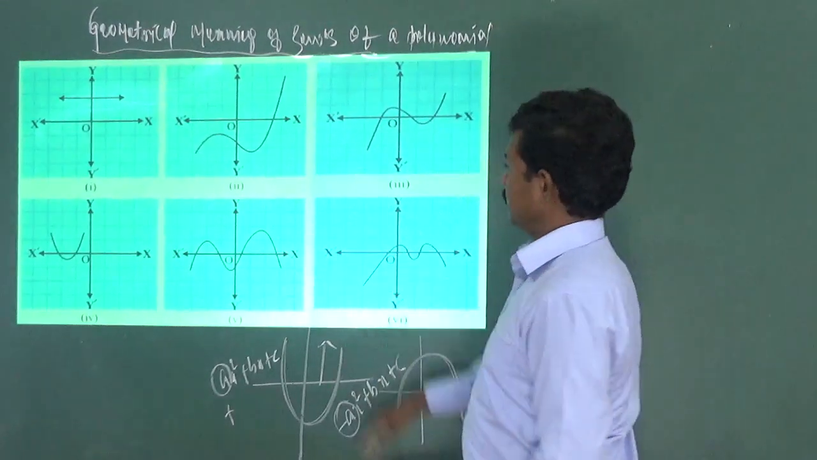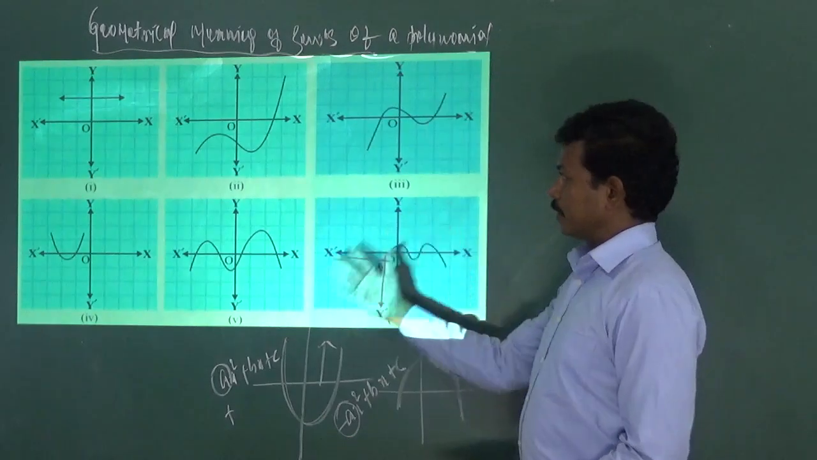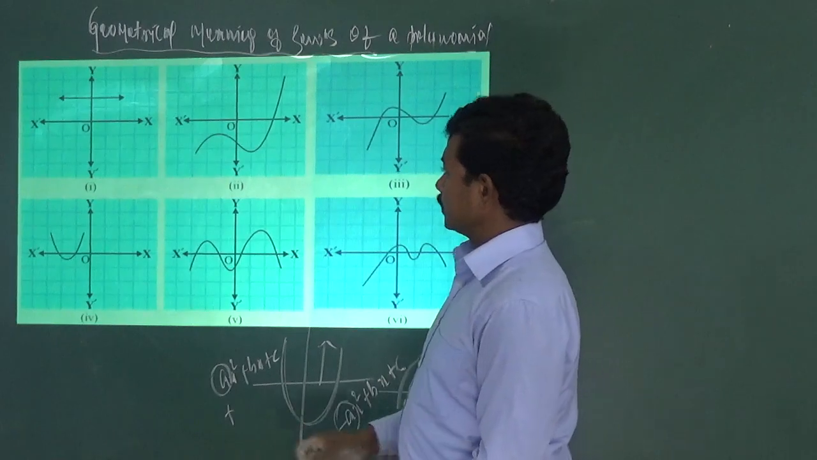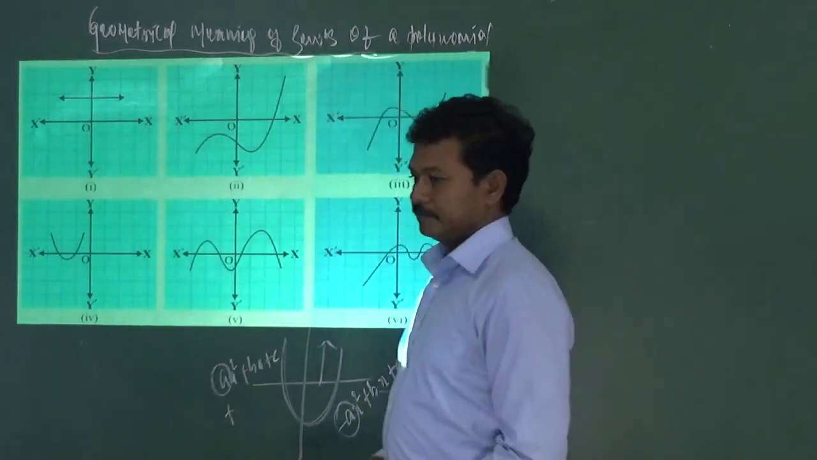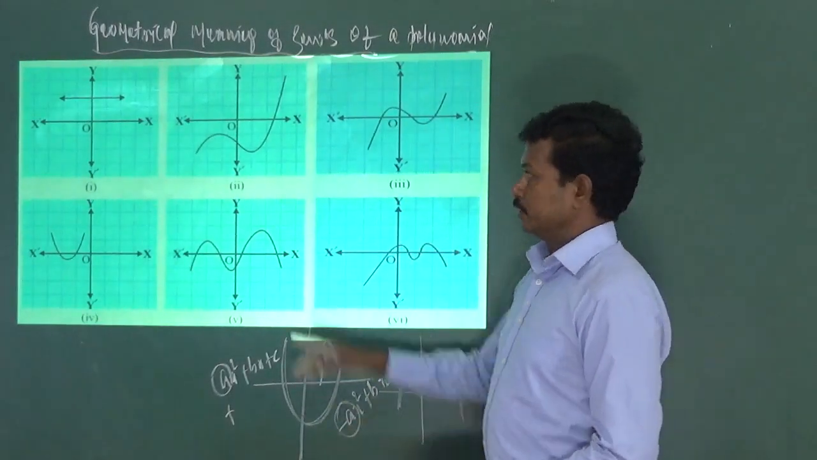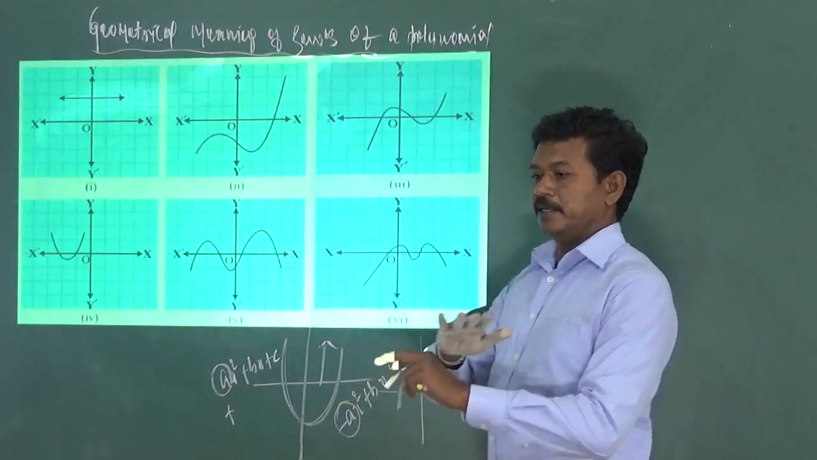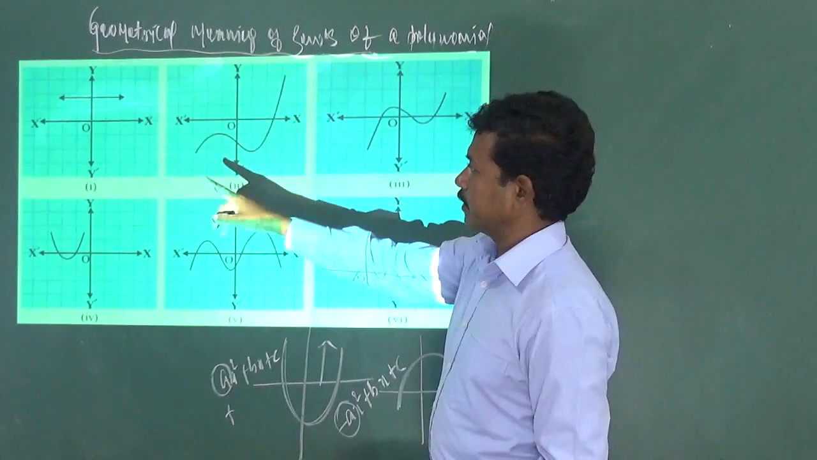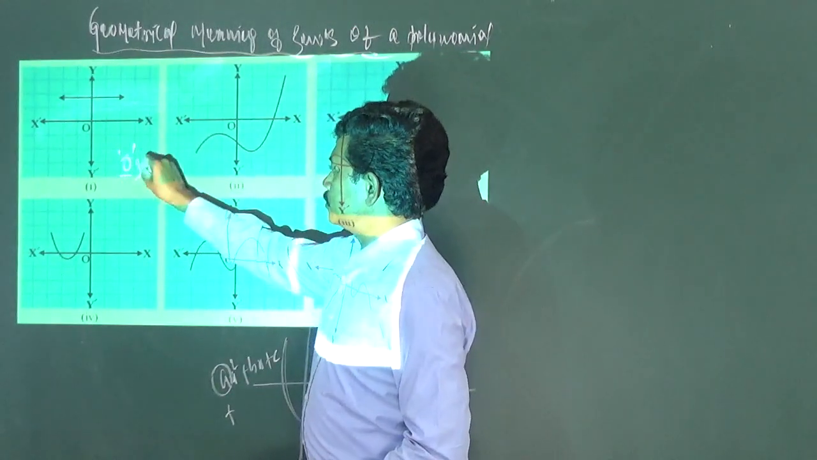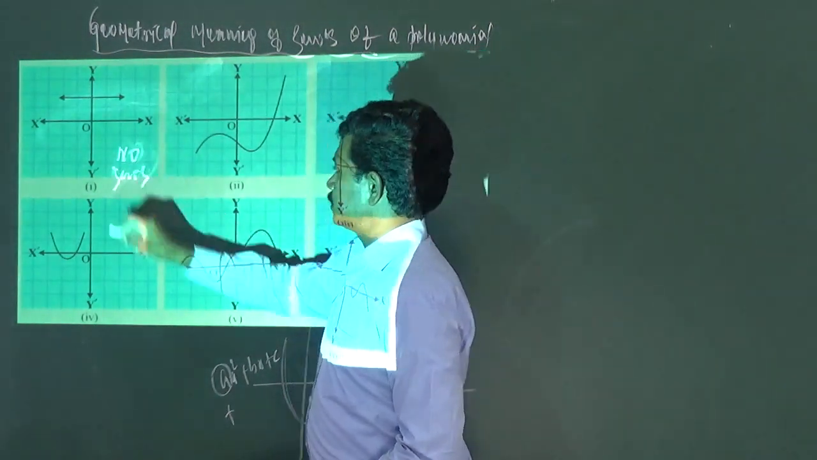Some examples of different quadratic polynomials, linear polynomials, cubic polynomials and biquadratic polynomials, graphs are given here. Starting from the first one, it's a straight line. A straight line means it's a graph of a linear polynomial. For that, how many zeros does it have? It doesn't have any zero because it doesn't cut the x-axis at any point. So it has 0 zeros, in the sense it has no zeros.